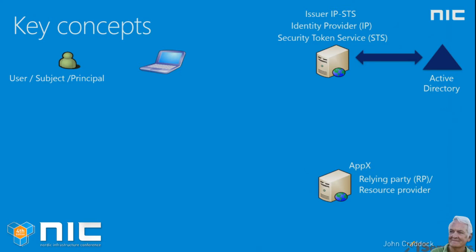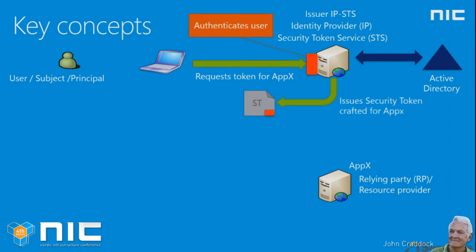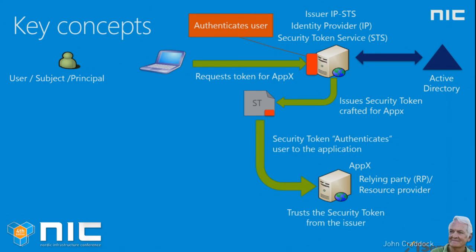We've got our user. Our user is going to access application X. So the first thing is the user goes to a security token service and says, please authenticate me and give me a token for application X. We then have a token issued for application X, which is digitally signed by the security token service. And that is received by application X, and application X accepts it as proof of authentication of the user. Why does it prove the user's authenticated? Well, the user just sent it to me, plus it's digitally signed by the security token service.